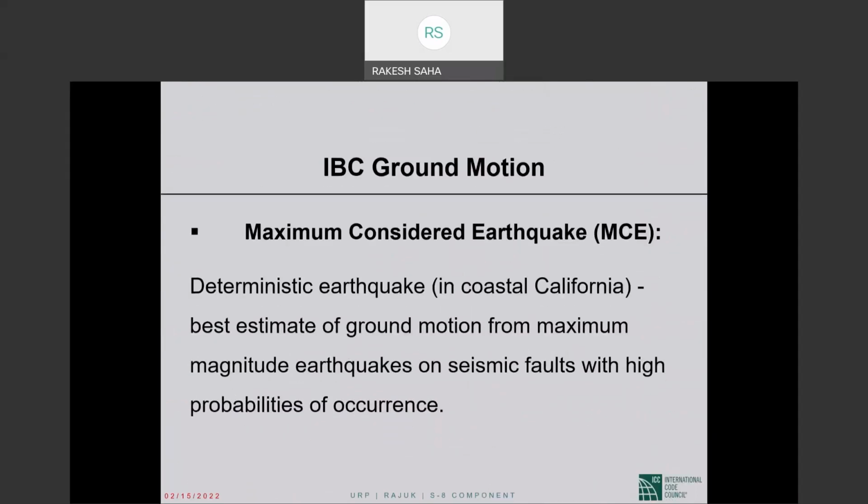In certain parts of the world, including coastal California, where we know the seismic sources and the capabilities of the seismic sources, we consider the maximum considered earthquake to be the largest earthquake that can be delivered by the known seismic sources. This is called the deterministic earthquake. This is irrelevant for your purposes in Bangladesh. Okay, so forget about this part of the definition.